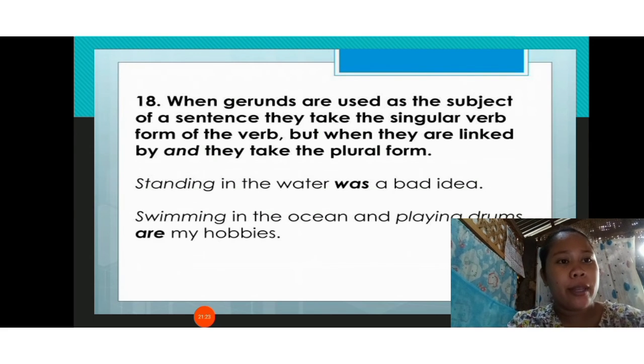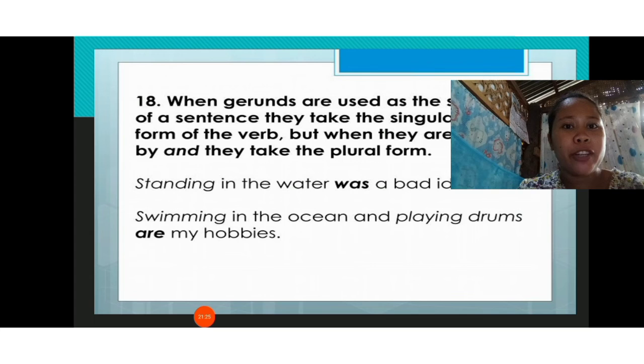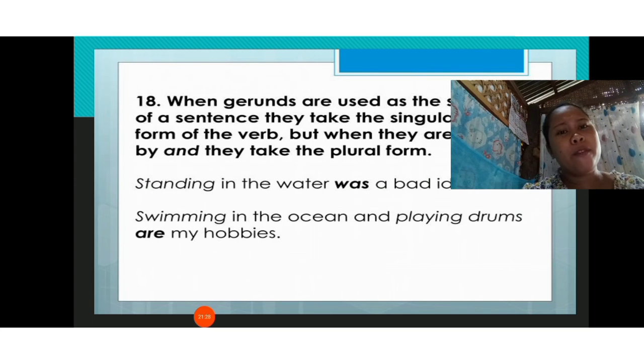For another sentence, we have swimming in the ocean and playing drums are my hobbies. We have two gerunds used in the sentence connected by the word and: swimming in the ocean and playing drums. So we are going to use the plural form of the verb also. These are two different things, so we use are, plural, as our verb.